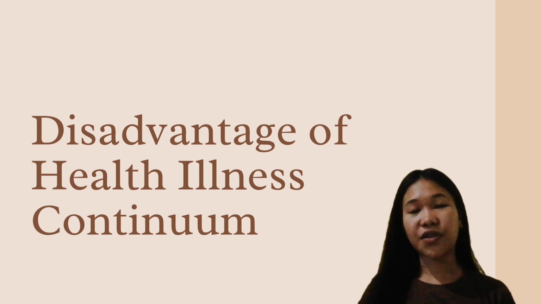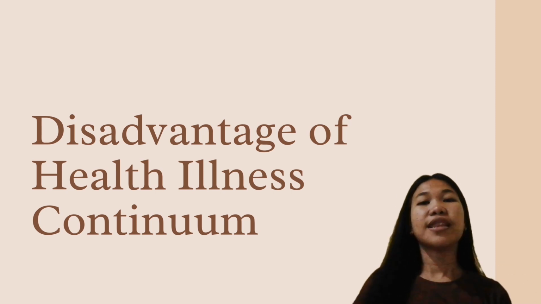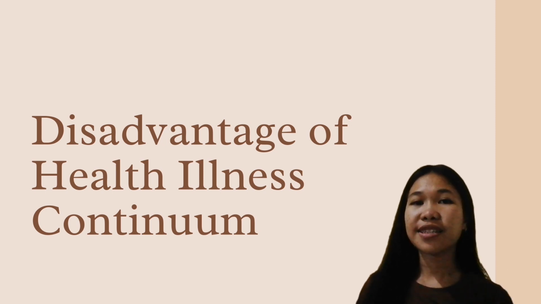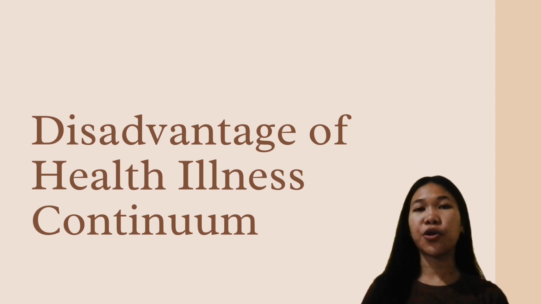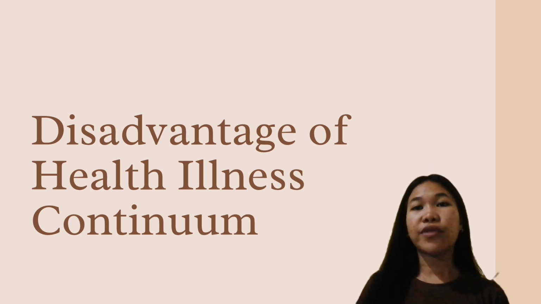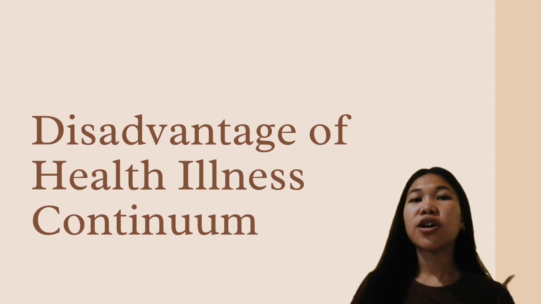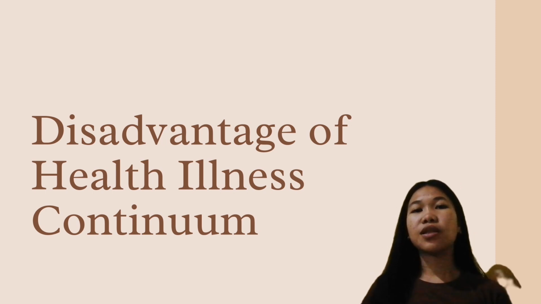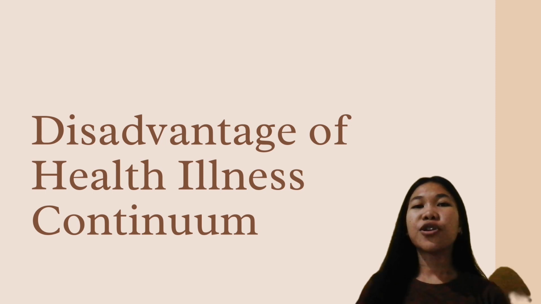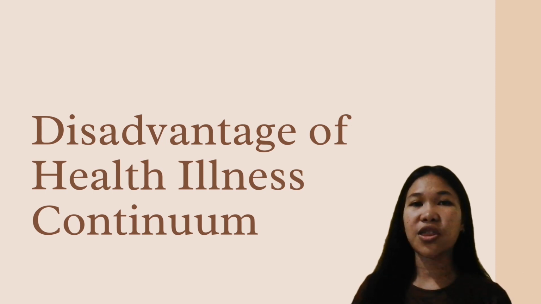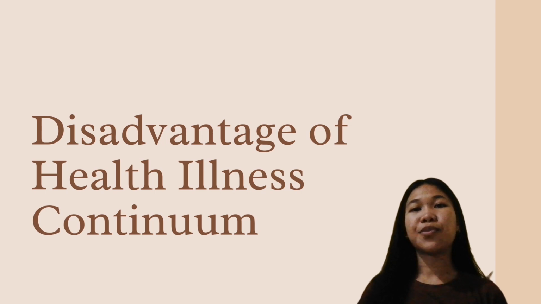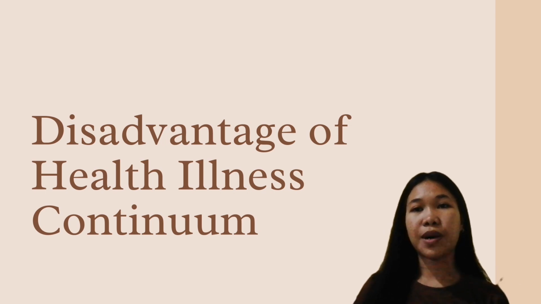The disadvantages of the health illness continuum. It is not always easy to describe a client's level of health in terms of one point between two extremes. For example, a man with a broken leg who has adapted to limited mobility is more or less healthy than a physically healthy man experiencing severe depression after the death of a spouse.